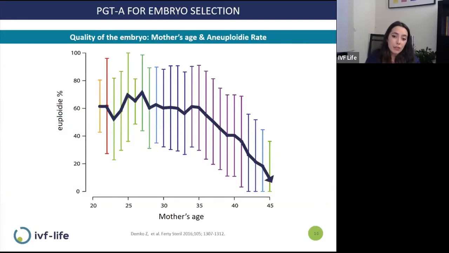If you look at this graph, the percentage of euploidy at 35, 36 years dramatically decreases. With genetic selection, we can choose chromosomally normal embryos to transfer and avoid transferring embryos which may not be euploid. By doing this, we reduce the number of transfers and prevent transferring embryos which will lead to a negative pregnancy or even a miscarriage.